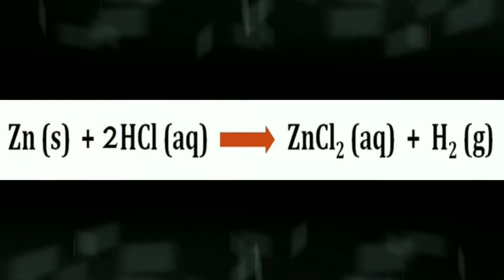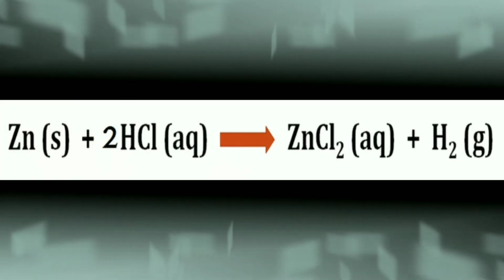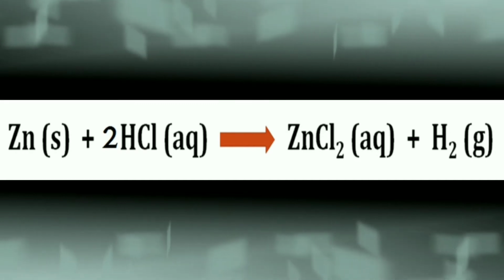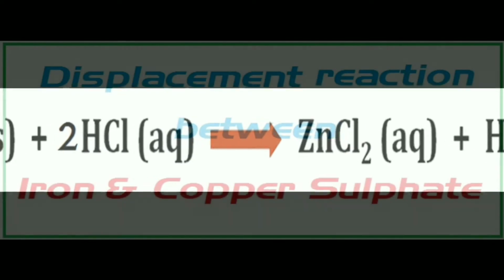Let's write the chemical equation for this reaction. Zinc plus hydrochloric acid, forward arrow, zinc chloride plus hydrogen gas.